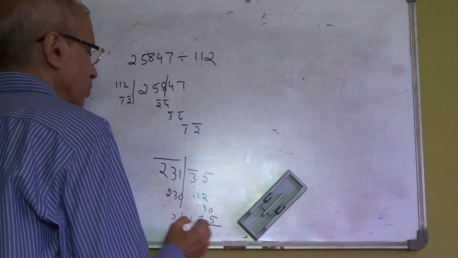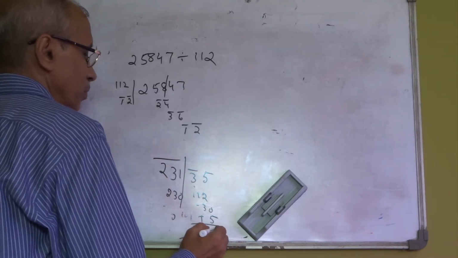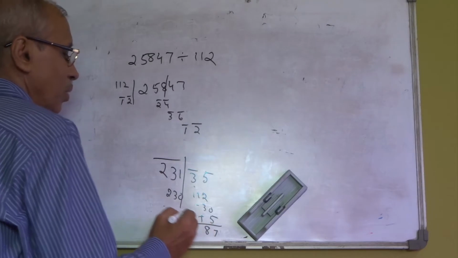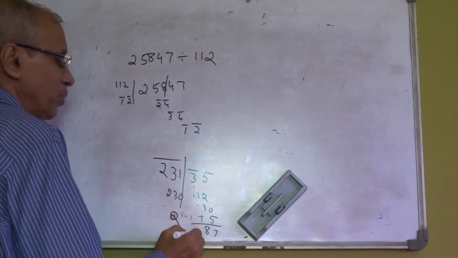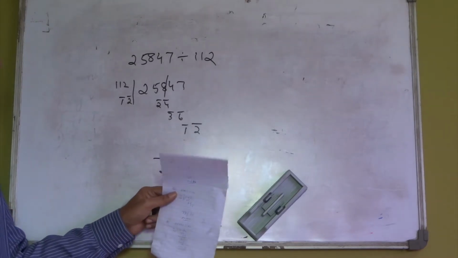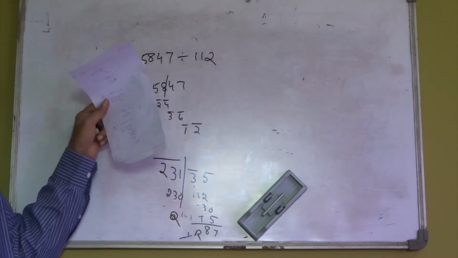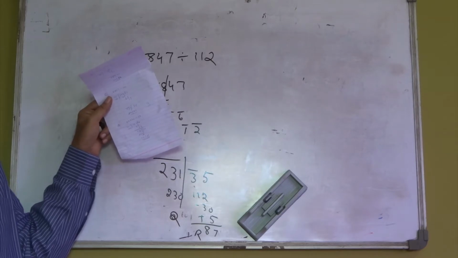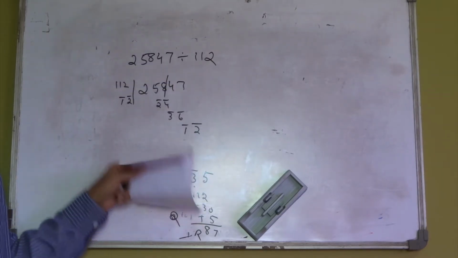That gives you 87. 230 is the quotient, 87 is the remainder. Whenever you are taking 1 this side, it is not 10, it is equivalent to the divisor. If you are taking 2, 2 into 112.